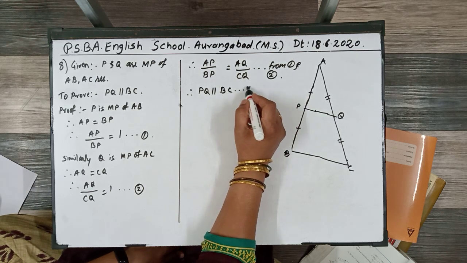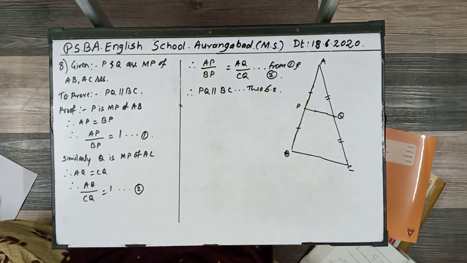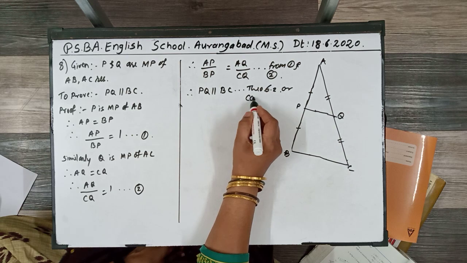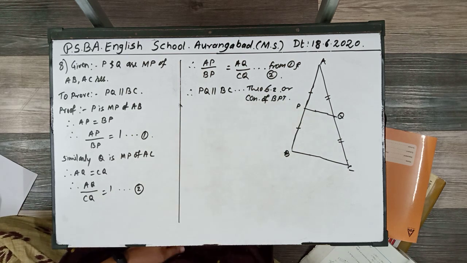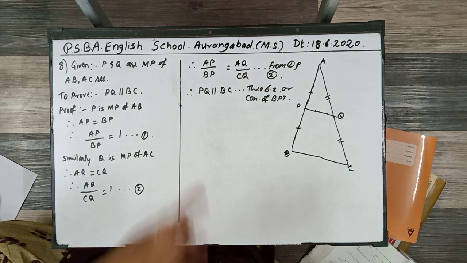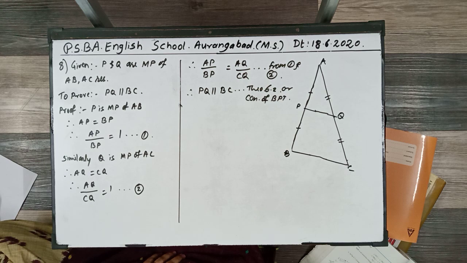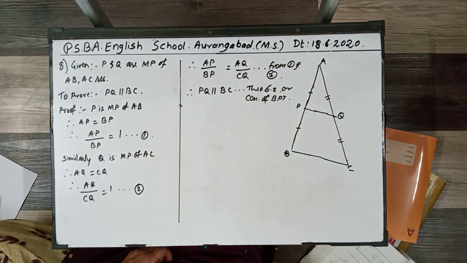Here, Theorem 6.2. Actually, if you write converse of BPT, that is also correct, or you can write Theorem 6.2. But if you don't remember Theorem 6.2 perfectly, you can just write converse of BPT. That is also correct.